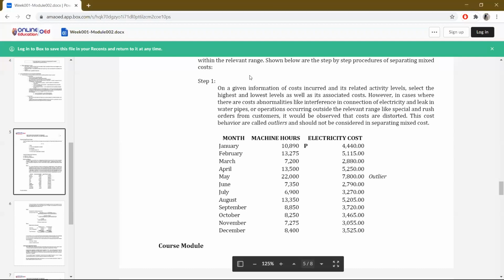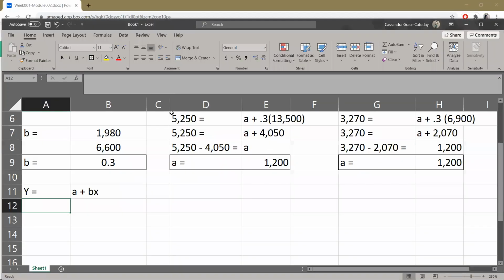Okay, so let's say, for example, we have 800 machine hours. So we already have the value for fixed, and we also have the value for variable cost of 0.3. So how much is the total cost?